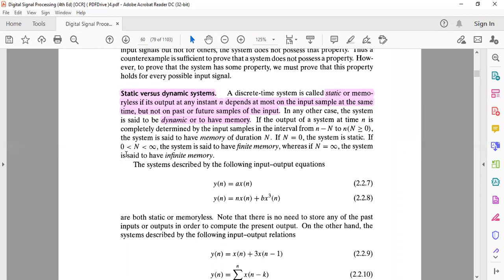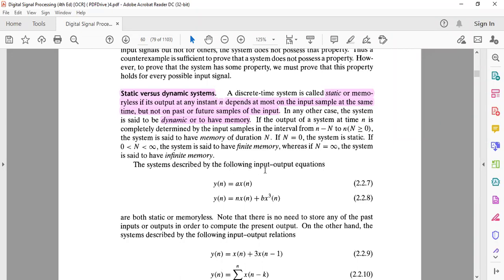If N lies between 0 and infinity, the system is said to have finite memory, because you can define the length of the samples. Whereas if N is infinity, then the system is said to have infinite memory, meaning you cannot actually count the number of memory positions. So it has infinite memory.